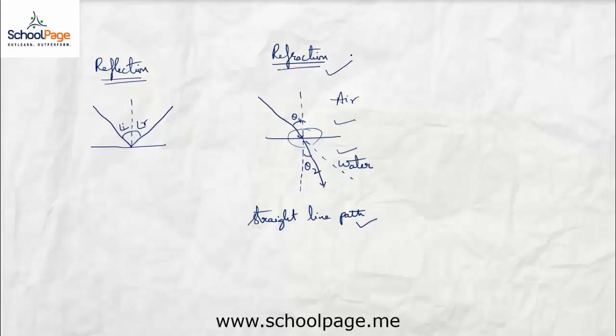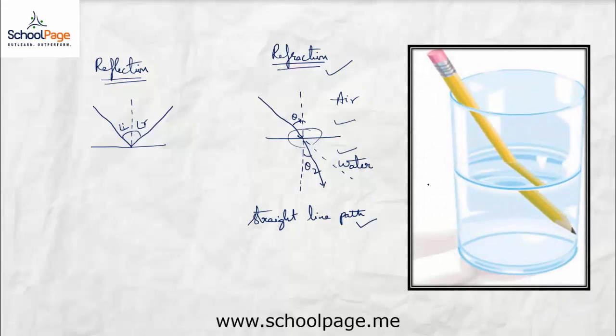Let us go back to the same example of a pencil immersed in water. As the light passes from air to water, the light bends at the separation of the two media. That is, the velocity changes and hence it deviates from its path. This property of light is known as refraction of light.